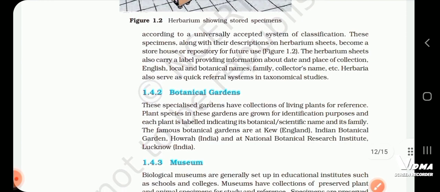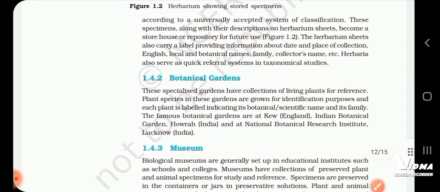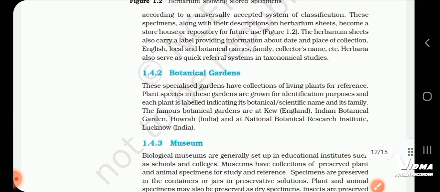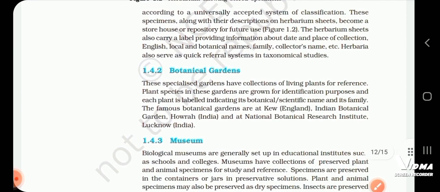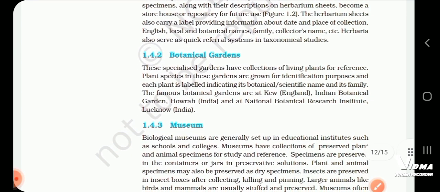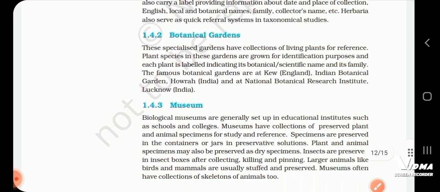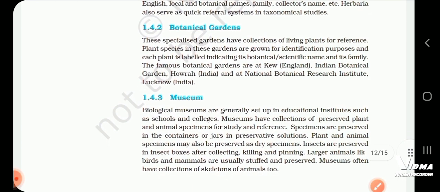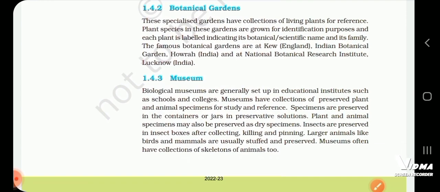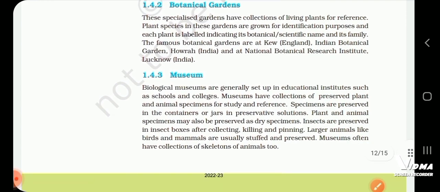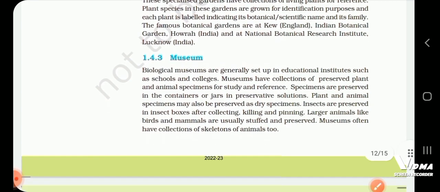Botanical garden. This special garden has a collection of living plants for reference. Plant species in this garden are grown for identification purposes, and each plant is labeled identifying its botanical scientific name and family. The famous botanical gardens are Kew, England, Indian Botanical Garden, Howrah, India, and National Botanical Research Institute, Lucknow, India.